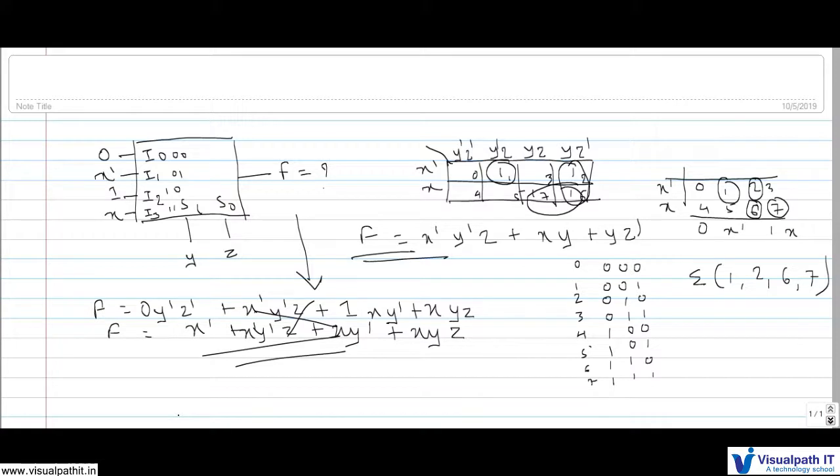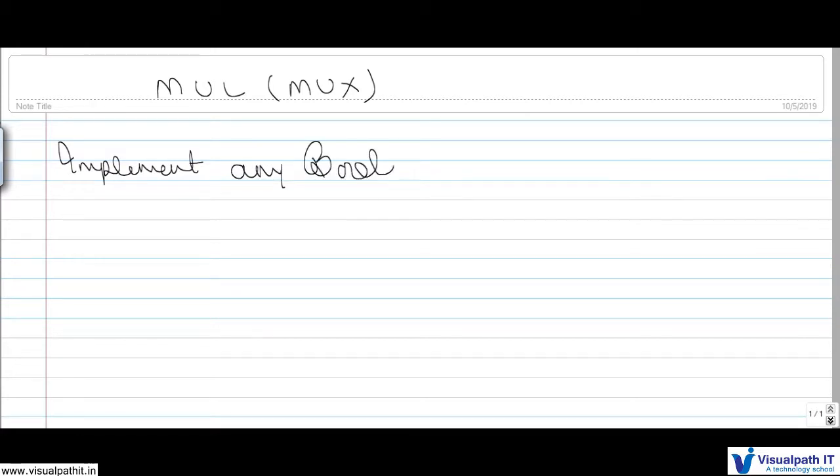Now in this particular session, what we have gone through is the different types of multiplexers or mux. So we can implement any Boolean function with the help of multiplexers. These are the conclusions that we have got by using the multiplexers.